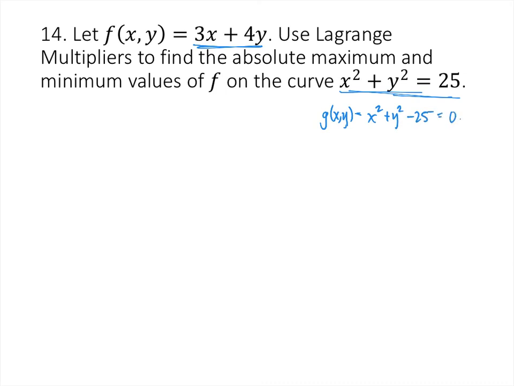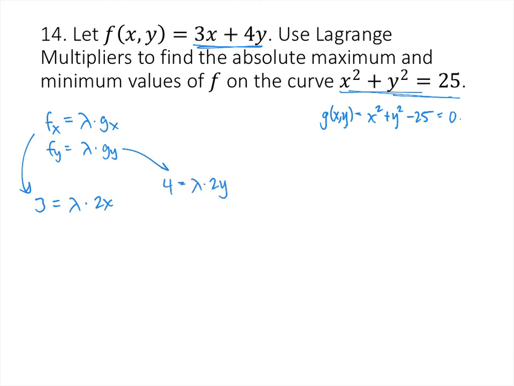So Lagrange multipliers, we set up equations that look like f sub x equals lambda g sub x, and f sub y equals lambda g sub y. So f sub x is just 3, and then g sub x is 2x. And then when we use our other equation, we get f sub y, which is 4, equals lambda times g sub y, which is 2y. So what we're going to do is solve both of these equations for x and y, and then plug into our constraint. That's a common method that we use.